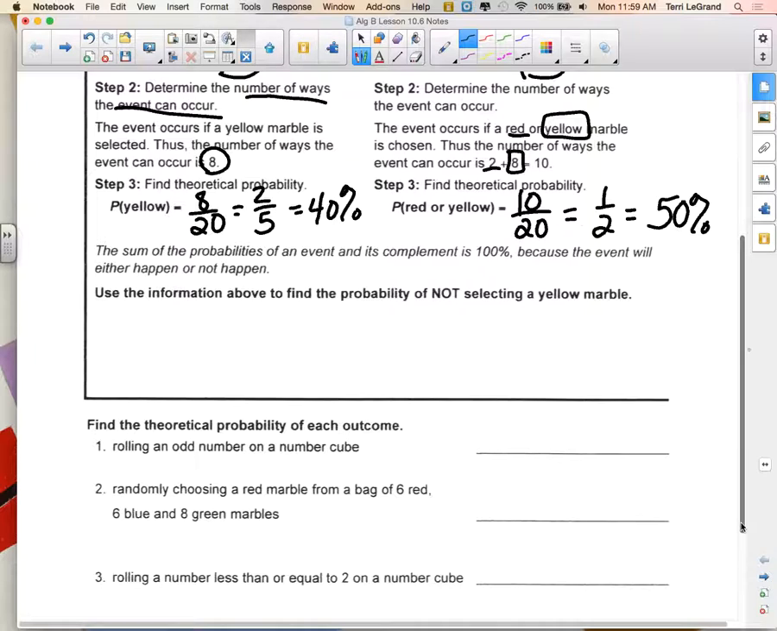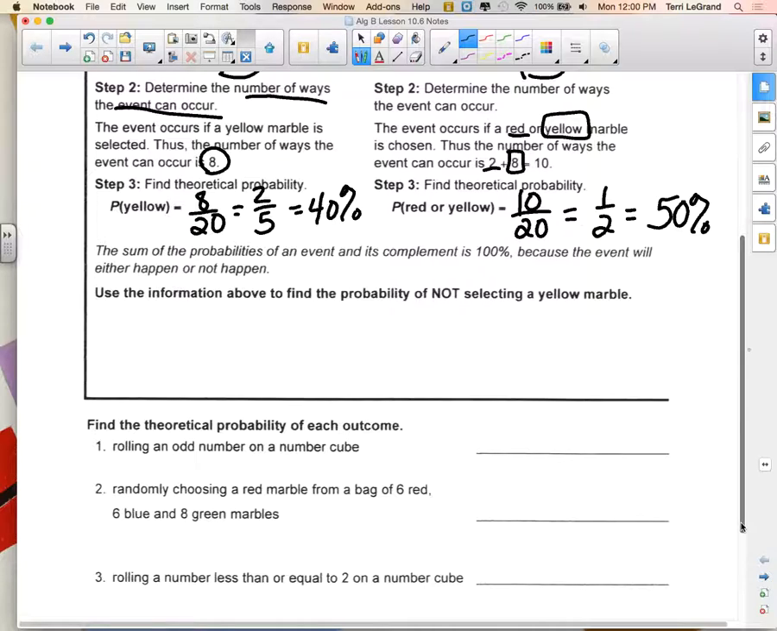So use the information above to find the probability of not selecting a yellow marble. Don't work very hard now, okay? I want you to make this as easy as you can. What's the probability of not selecting a yellow marble? 60%. How'd you get that? Convince them that it's 60%.